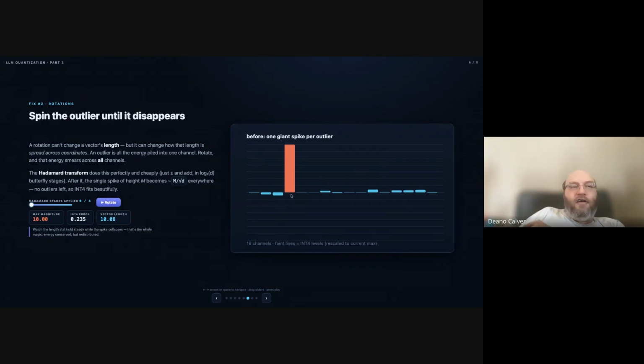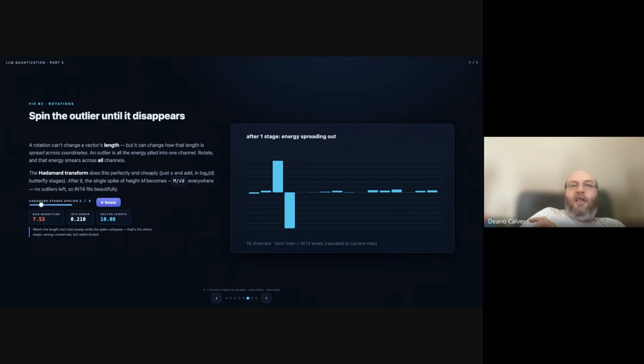You can consider this: if this is our outlier and it's got a vector length, a magnitude of 10, and here we are, this is horrible. We're going to quantize these. We know that this is going to get quantized to 0. This one's going to stay, but all these are going to get killed because of quantization errors.